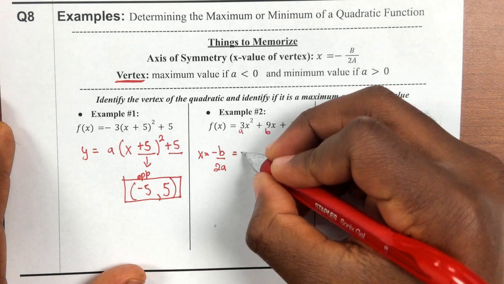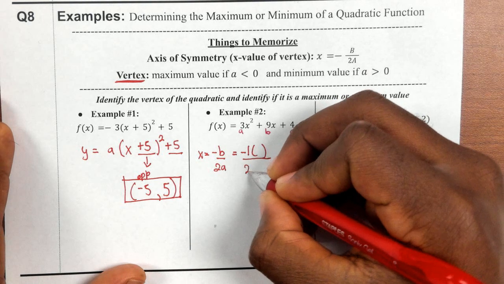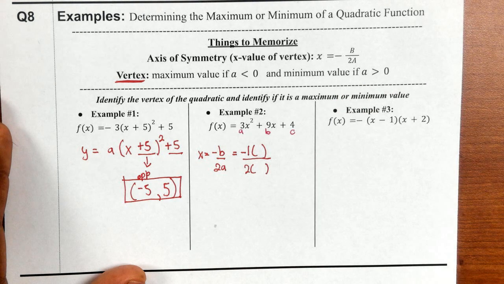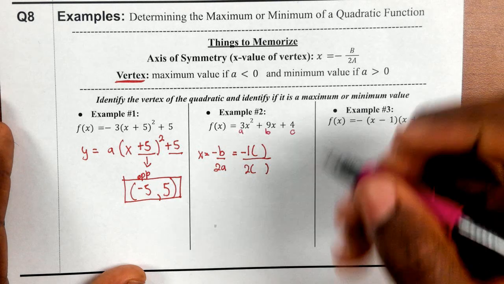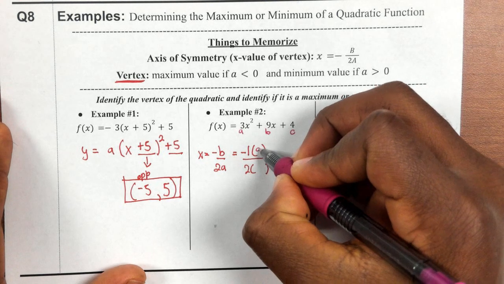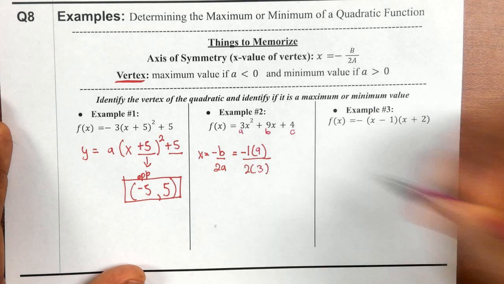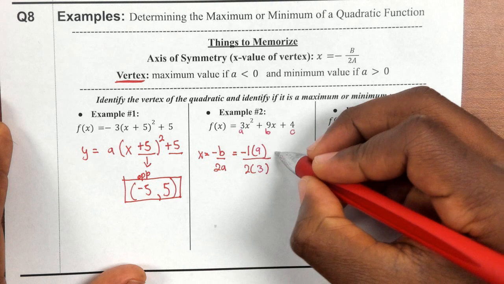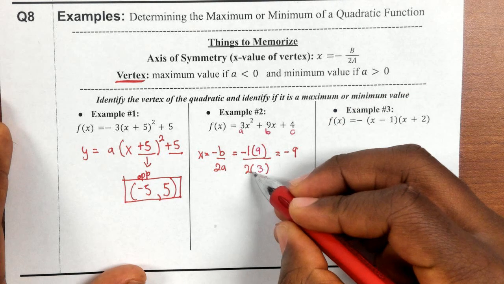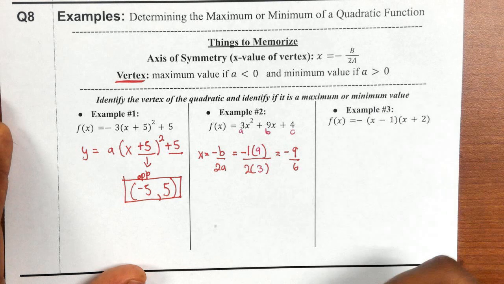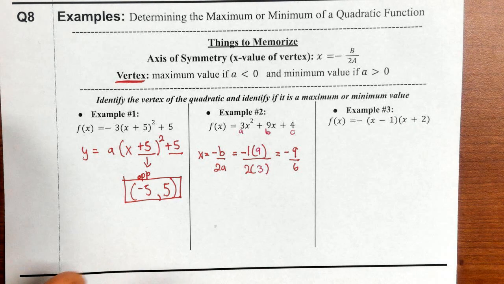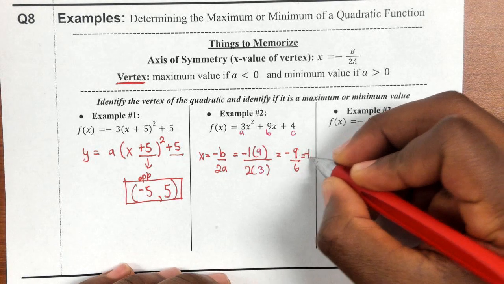So what I would write is negative 1 parentheses over 2 parentheses, so that we can find the x value of that vertex. Your b is 9, your a is 3. Negative 1 times 9 is negative 9. 2 times 3 is 6. Negative 9 cannot be divided evenly by 6, but if you divide it, you will get a decimal. Negative 9 divided by 6 will give me negative 1.5.